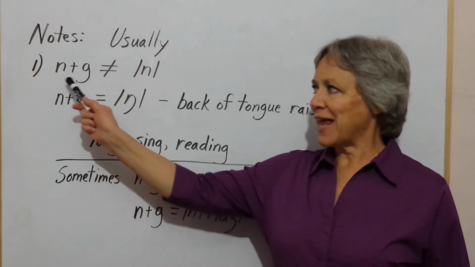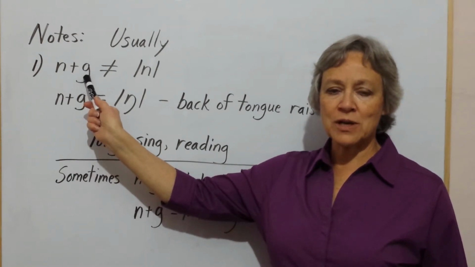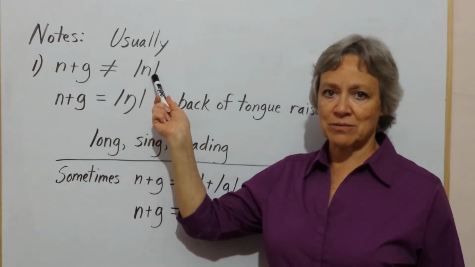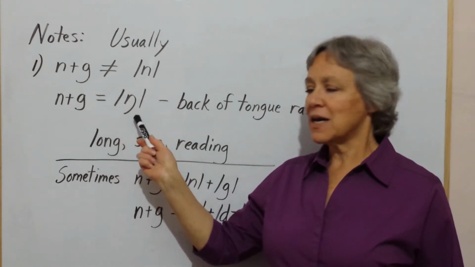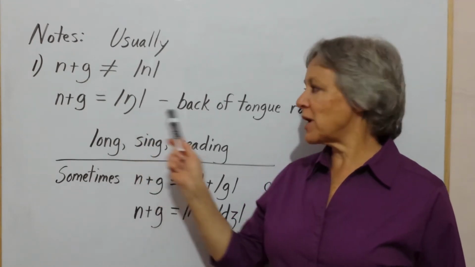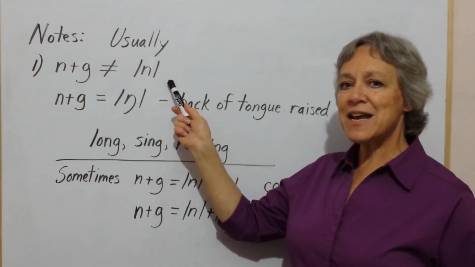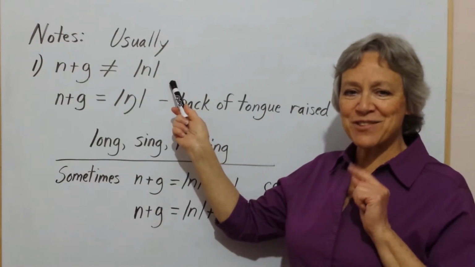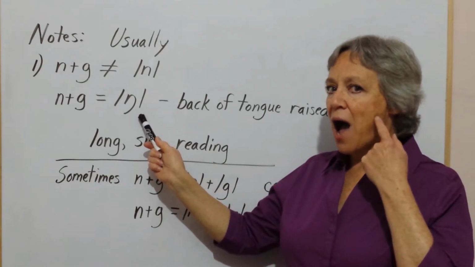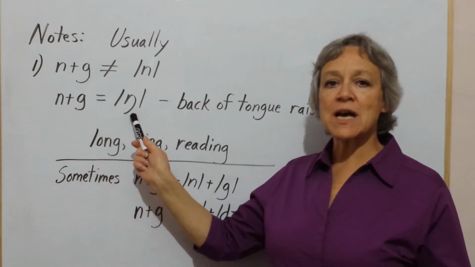When the letters N plus G occur together in a word, we usually do not get the N sound. We usually get the ng sound. This is the nasal sound where we raise the back of the tongue, not the front of the tongue. N is the front of the tongue, and ng is the back of the tongue, okay? So these two letters usually give us ng.